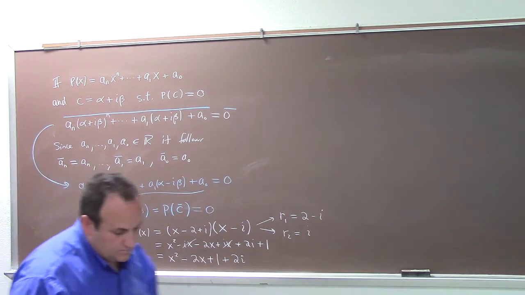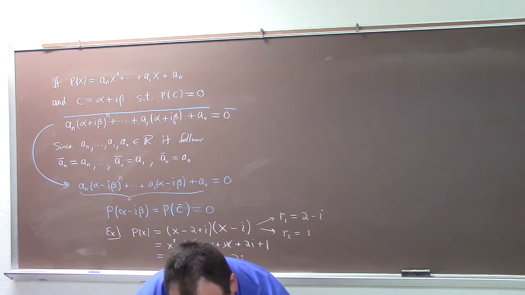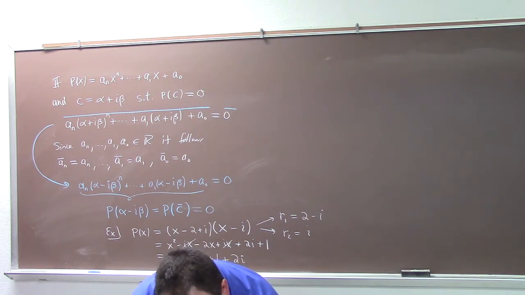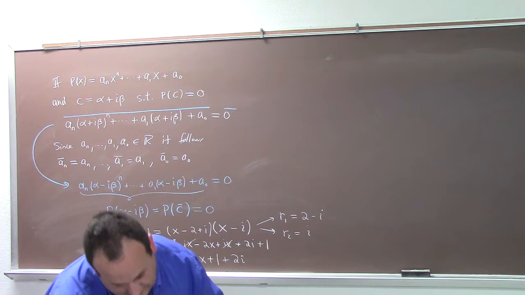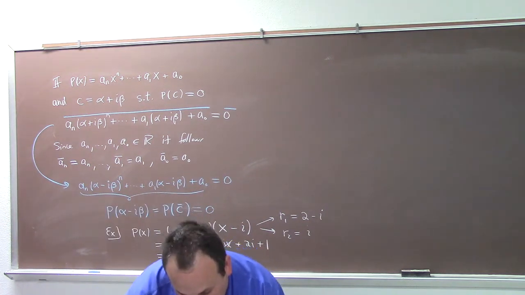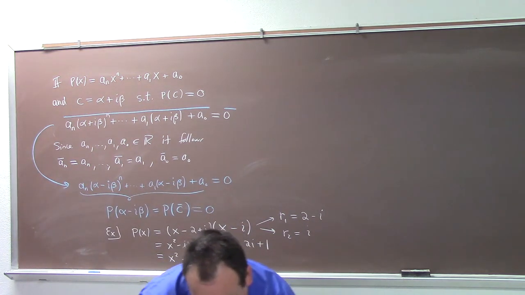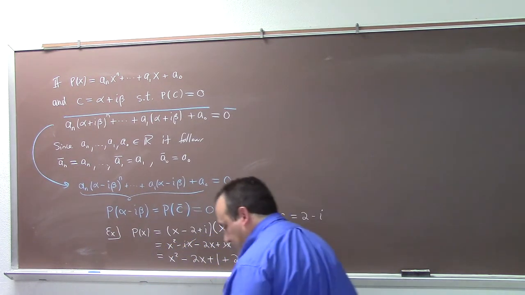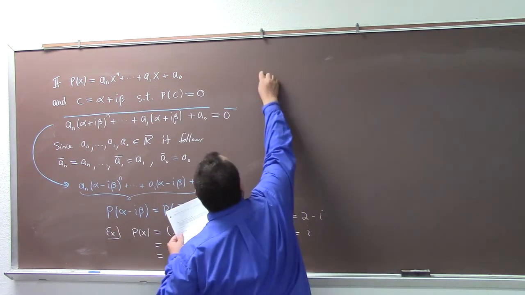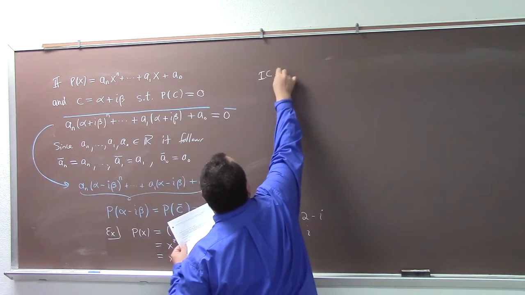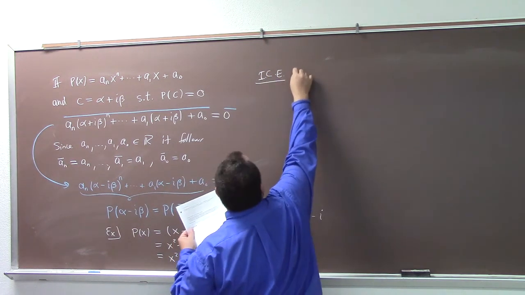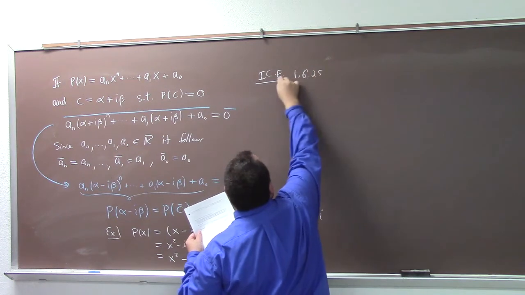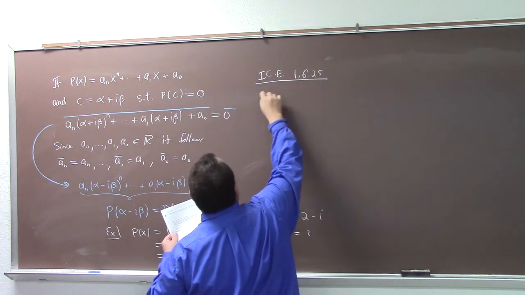So, what was our next example we had? Reverse example time. I said I want you to find a polynomial of least degree. All right, so here's the problem. Find a polynomial of least degree. This is ICE 1.6.25.